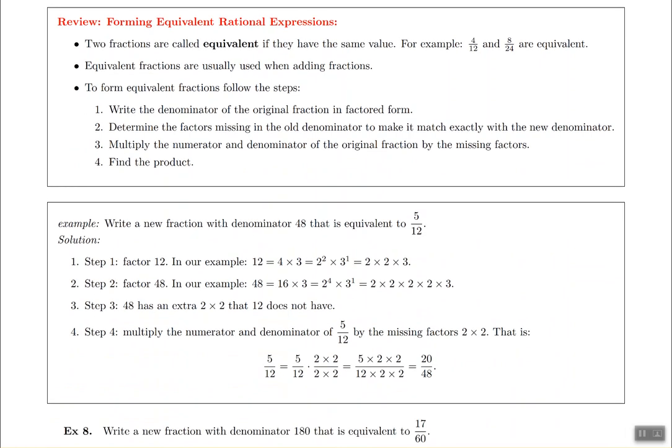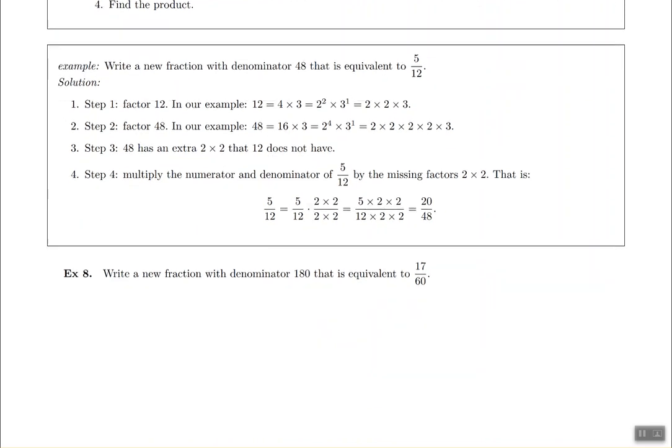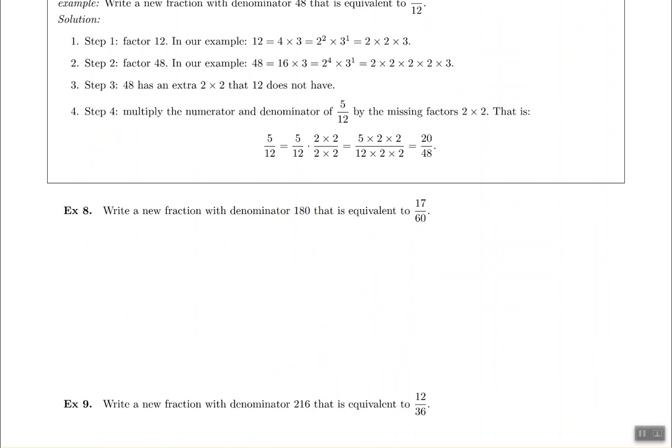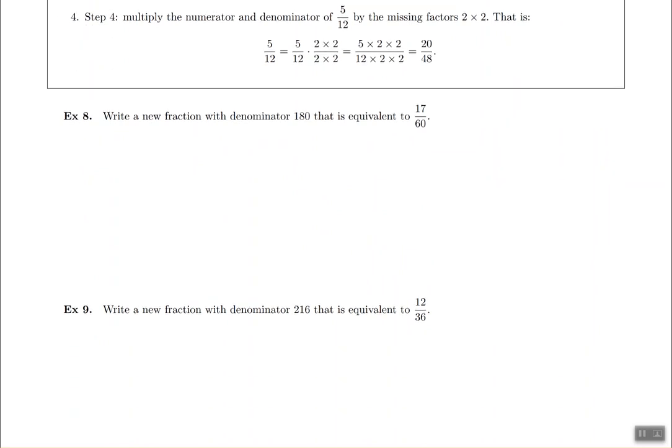Why would we want to form equivalent fractions? And what are equivalent fractions in the first place? Equivalent fractions are fractions that are equal when you break them down and simplify them to lowest terms. For instance, 4 over 12 and 8 over 24, when divided out, are both equivalent to 1 divided by 3. So they're both equal at the end. Typically, we want to find equivalent fractions when we're adding or subtracting fractions. So this is the reason why we're doing this task right now.